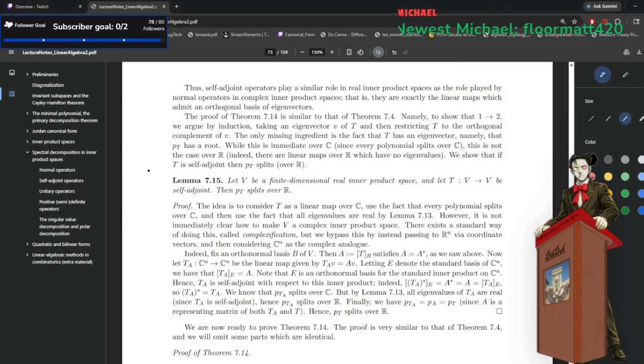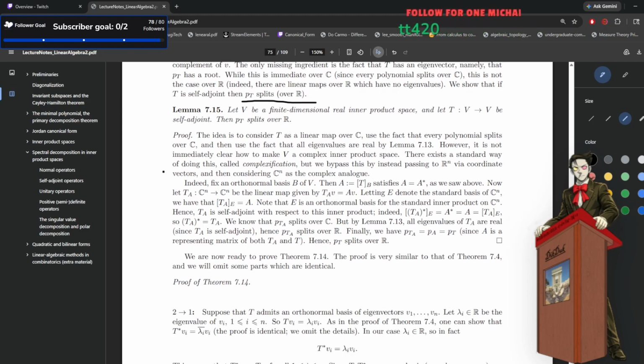Now, we continue. This is not the case over the real numbers. Indeed, there are linear maps over the real numbers which have no eigenvalues. We show that if T is self-adjoint, then, even then, you have the characteristic polynomial splitting over the real numbers. Very, very convenient. Now, we're going to move to lemma 7.15. Let V be a finite dimensional real inner product space, and let T of V to V be self-adjoint. Then, the characteristic polynomial splits over R. The proof goes as such.